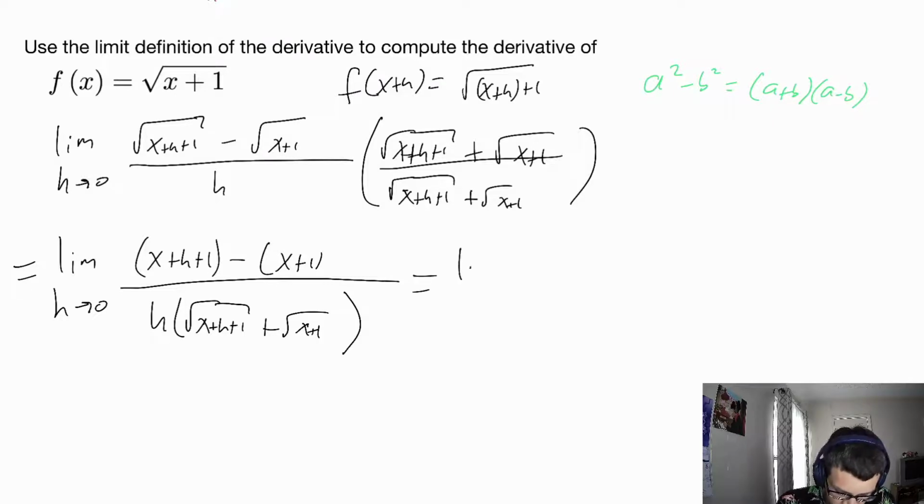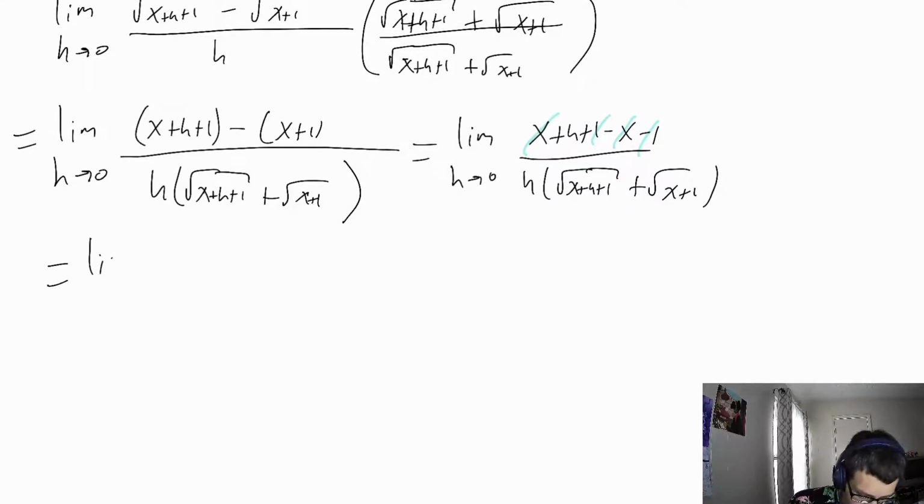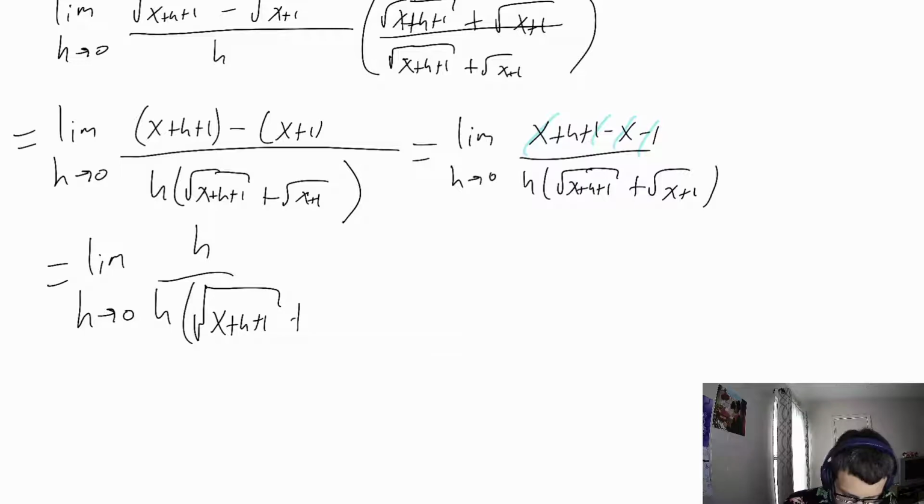Altogether, this simplifies to the limit as h goes to 0 of x plus h plus 1 minus x minus 1 over h times root x plus h plus 1 plus root x plus 1. We get nice cancellation here on top. The x's and the 1's all cancel out, so we're left with the limit as h goes to 0 of h over h times the square root of x plus h plus 1 plus the square root of x plus 1. And huzzah, we finally got the thing on top that cancels out with the h on the bottom.